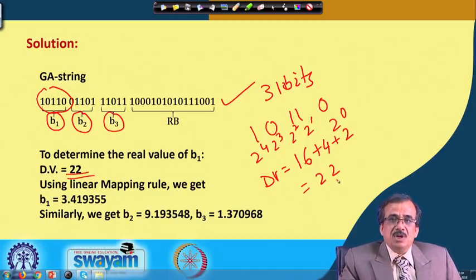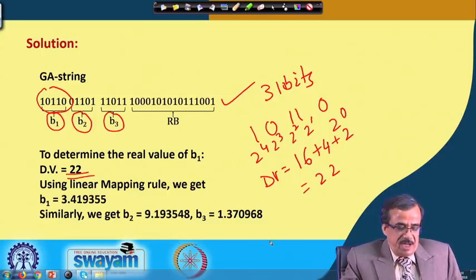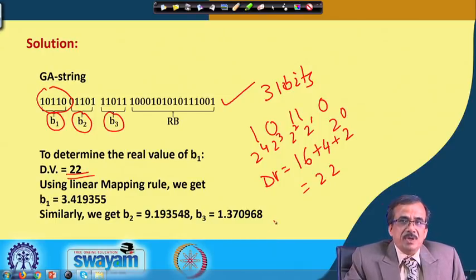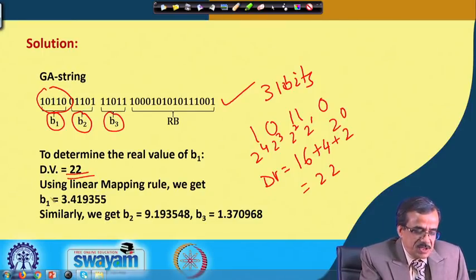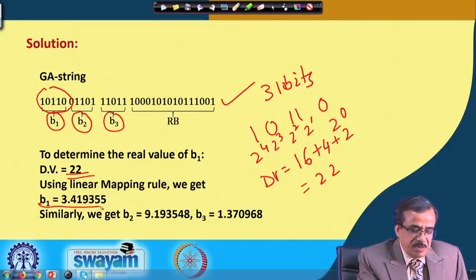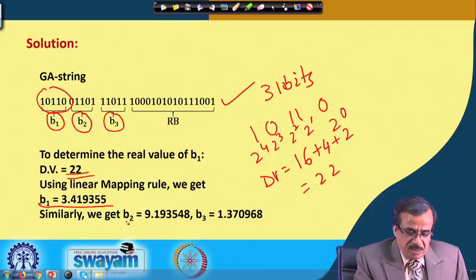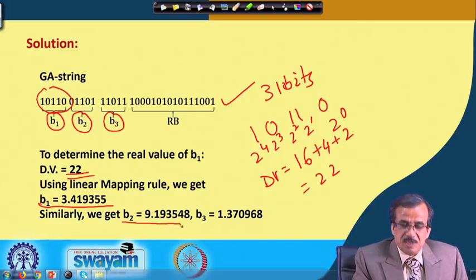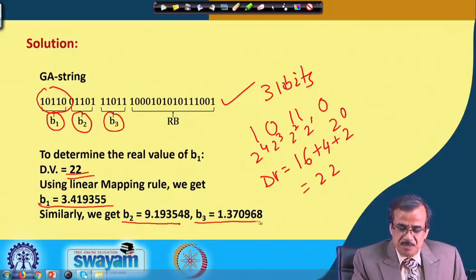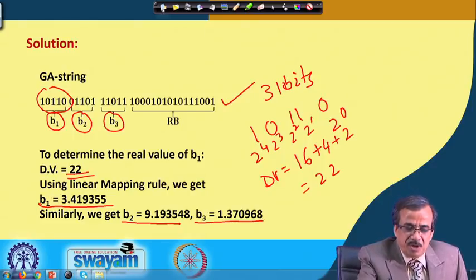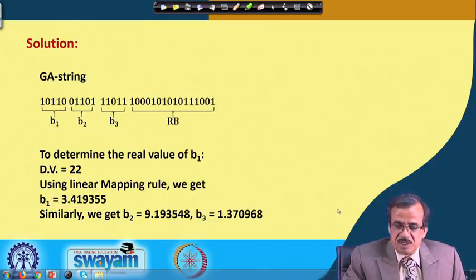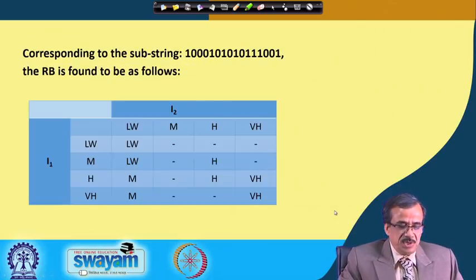Once you have got the decoded value, we will have to use the linear mapping rule, which I have already discussed. Using that linear mapping rule, I can find out the real value for B 1, the first design variable. Following the similar procedure, I can also find out B 2 and B 3, and once you have got the real values for B 1, B 2 and B 3.